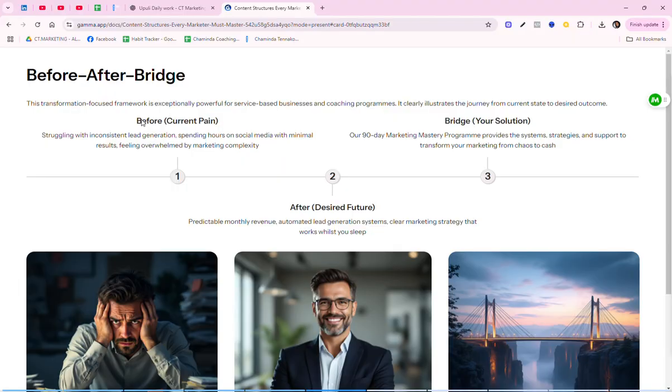Again, I'm going to a very simple example like weight loss. Being overweight, that is the current pain they have, that is the before phase. The after phase is losing weight and looking nice. So what is the bridge? The bridge is exercising, moving more and eating less. That is how we use before-after-bridge.